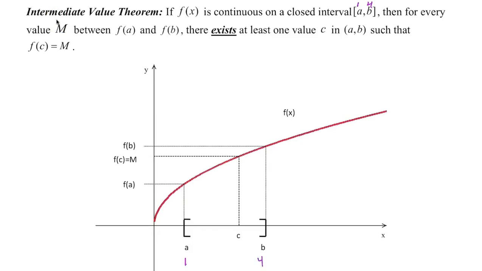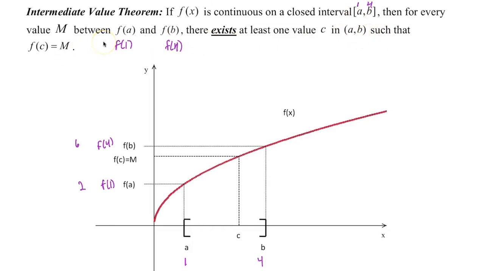So if they give you this closed x interval of 1 to 4, then for every m value between f of a and f of b, f of a in this case will just be f of 1. So whatever that happens to be, it could be a 2 or a 3 or some actual value, but when you plug in 1, what do you get? And when we plug in our other point, f of 4, what do we get? This will be f of 4. Let's just call that 6.